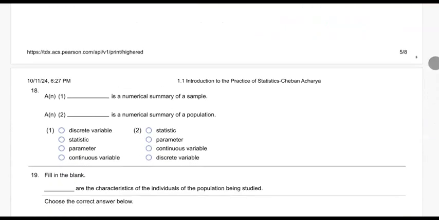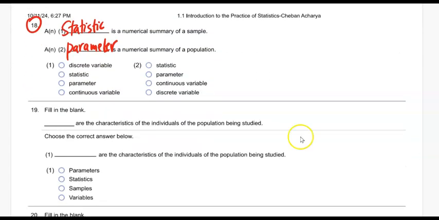Next question, number 18. This is a fill in the blank question. You have to fill the blank from a drop down menu: a numerical summary of a sample is obviously a statistic, and a numerical summary of a population is a parameter. Number 19. Characteristics of individuals of the population being studied. That's the variable, the definition of a variable.